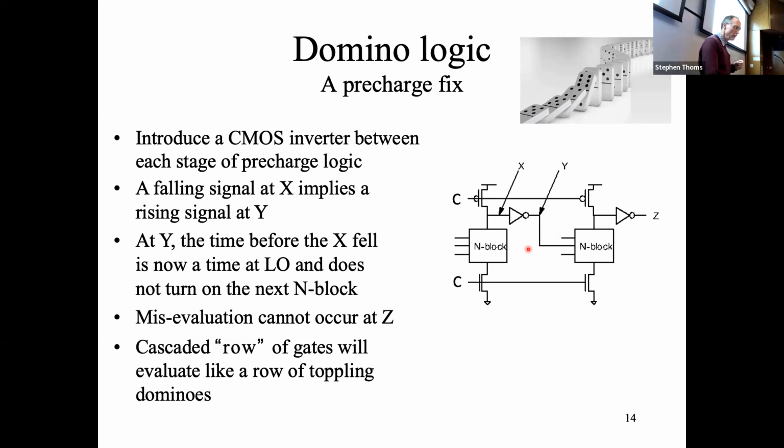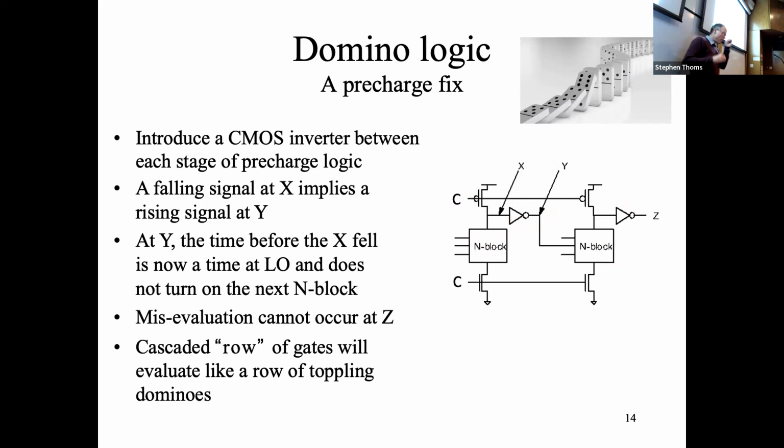Now, with that inverter, if you've got a falling signal here at X, that then corresponds to a rising signal here at Y, and that doesn't cause a problem to the next N block. So you don't get that same problem with the misevaluation. And you then can have a whole series of such gates in a row. Because of the time delay with the inverter, so it's not a big time delay we're talking about, but there is a time delay. This gate will evaluate first, and then this gate will evaluate, and so on.